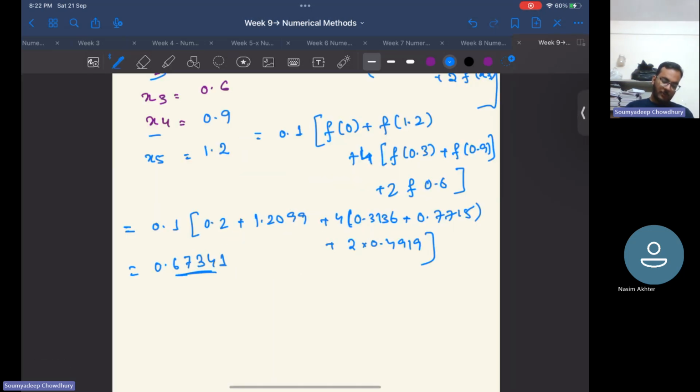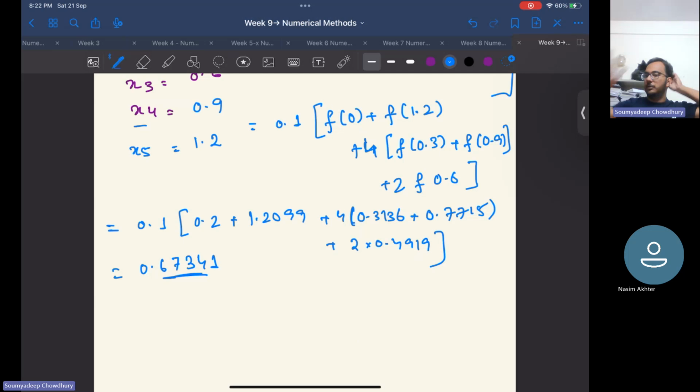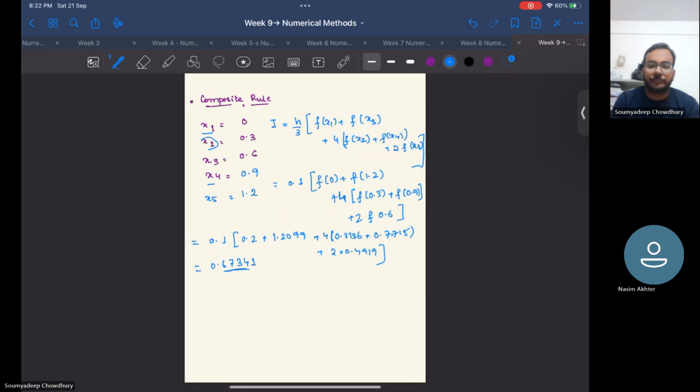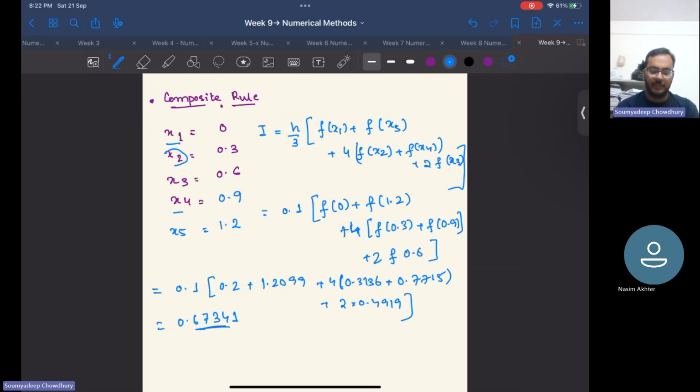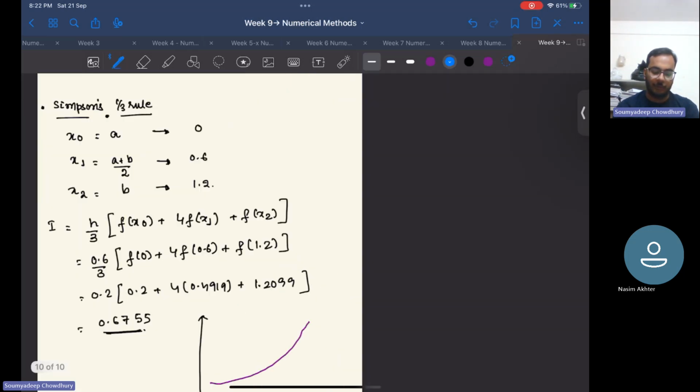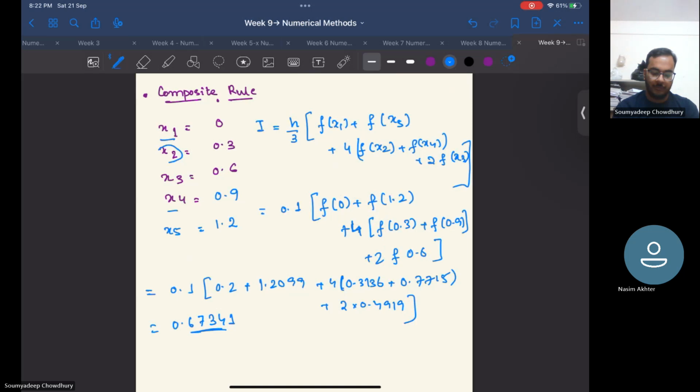So the composite rule is always more accurate than your normal rule. This is again proved here. Up to 3 decimal places it is matching with the actual value, right? Clear? Yes, clear. Okay. So now we will look into two more concepts today. The 3/8 rule I'm not doing. You can try it out on your own. It will be the same thing.